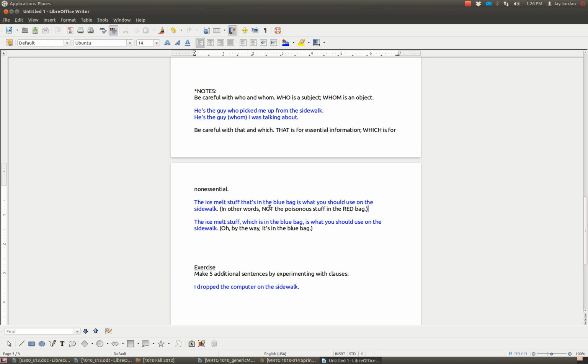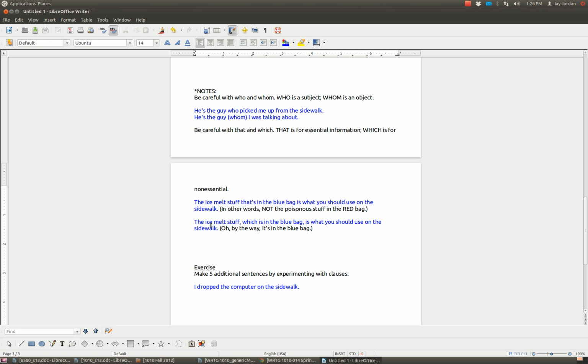So in this case, we have that. And what I'm trying to signal with this sentence is that this information right here, introduced by that, a clause, is really essential information. In other words, you can imagine that you're looking at a couple of different bags, one's red, one's blue, and one's green, and I'm telling you, no, if you're going to put that ice melt on the sidewalk, use the stuff in the blue bag, not the stuff in the red bag, because the stuff in the red bag will kill my dogs or whatever. So put the stuff in the blue bag on the sidewalk.